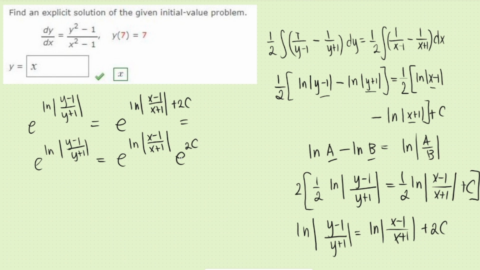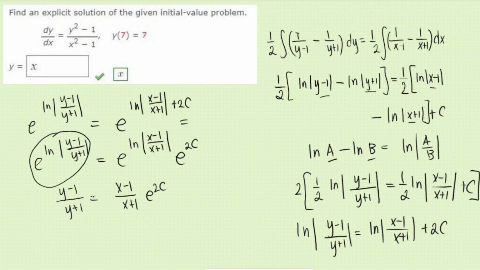Okay, so this is still a constant. We just use another constant. And according to the logarithmic rule, we can simplify this one here as y minus 1 all over y plus 1. So if you don't know how to do this, I have some other videos that explain about this one. It's just like canceling out e and ln. So we also have x minus 1 over x plus 1 here times e to the 2c.